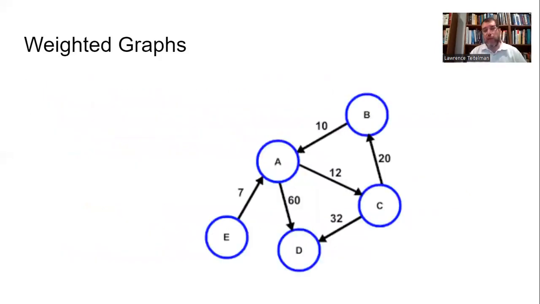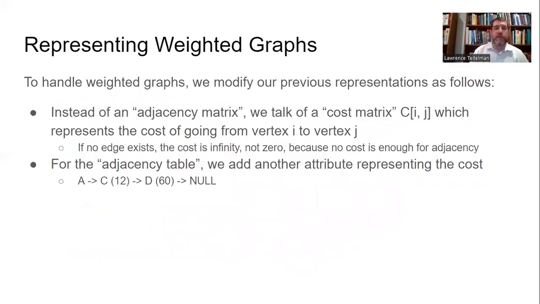Right, so here's an example of a weighted graph. We don't just have an arrow between 2 things, but we have a cost or a number associated with it. It could be a good number or a bad number. So how do we represent that? Okay, if we want to use an adjacency matrix kind of idea, then we can just have a cost matrix. A cost matrix means instead of storing a 1 or a 0, I store a cost.